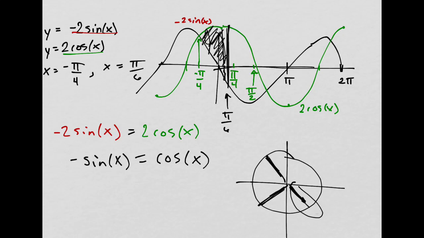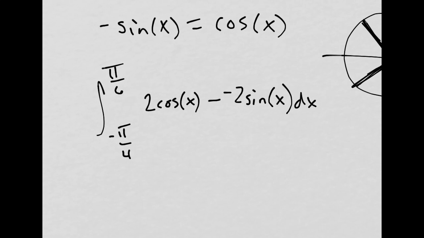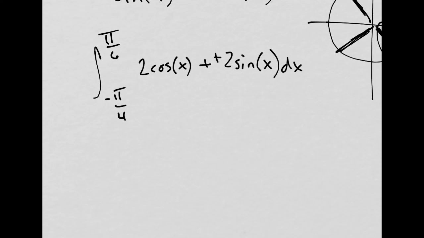I only have to do one integral, which is nice. And it's from negative pi over 4 to pi over 6. And bigger function minus smaller function. So I have the integral from negative pi over 4 to pi over 6 of 2 cosine x minus the smaller. Any questions on this? I'll take a 2 out just because I want to.